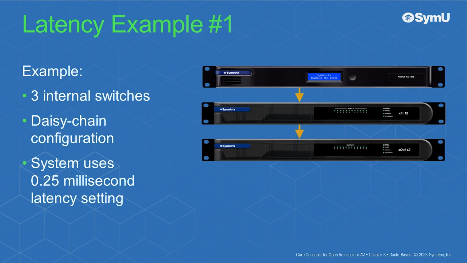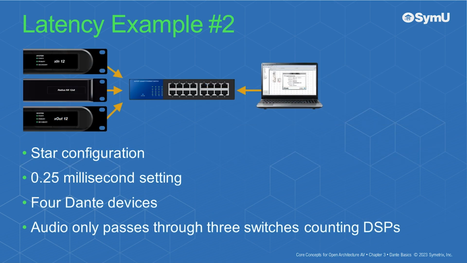In this example, 3 internal switches are used in a daisy chain configuration. This system uses a 0.25 millisecond latency setting. In this example of a star configuration, a 0.25 millisecond setting is also used. This system has 4 Dante devices, but the audio only passes through 3 switches if you count the DSPs.